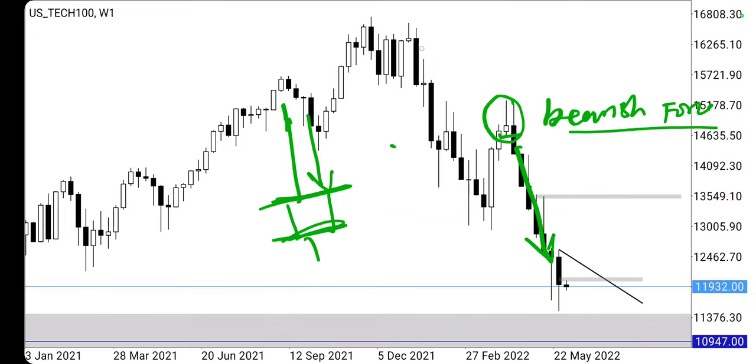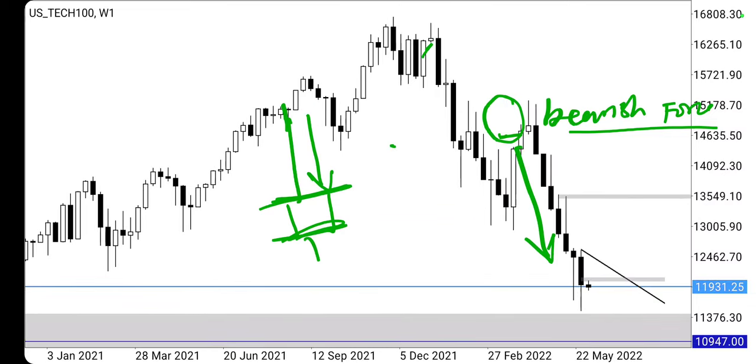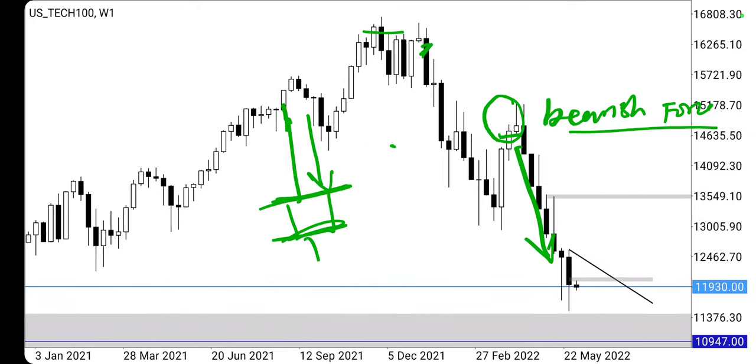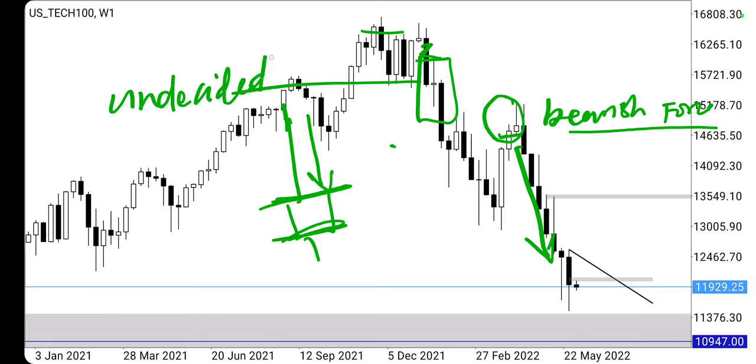The same with this one here. Force to the downside is too much, and we can see we are located at the high. So we formed a pin bar at the high and we dropped. And then this one is where we are saying we are undecided here. It's not bearish, it's not bullish, it's just an indecisive force, so there's equal pressure to the upside and to the downside.